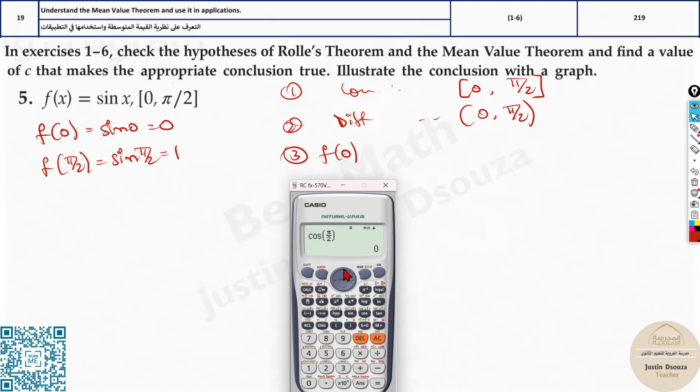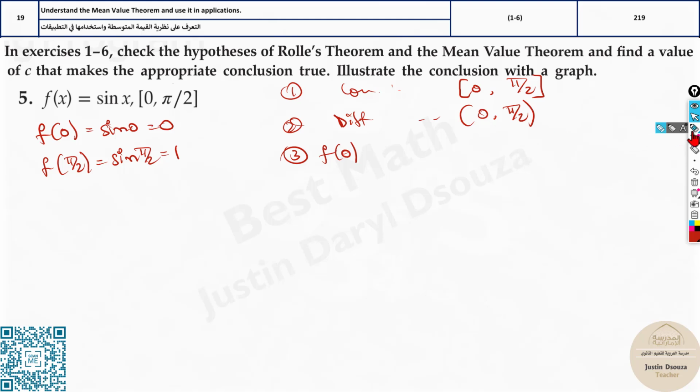Cos pi by 2 is 0. So that's how we get it. Okay. Now, this is how we check both the values. And now we know f of 0 is 0 and f of pi by 2 is basically 1. Therefore, we use the mean value theorem.